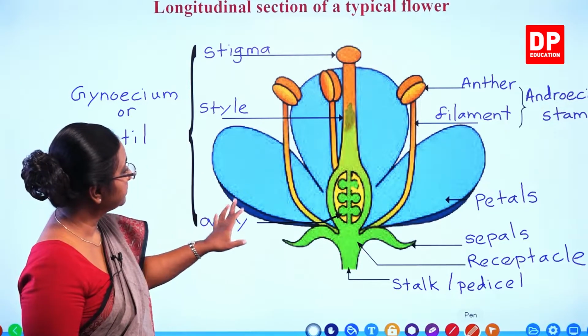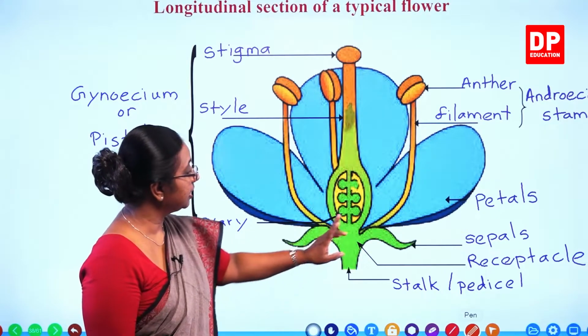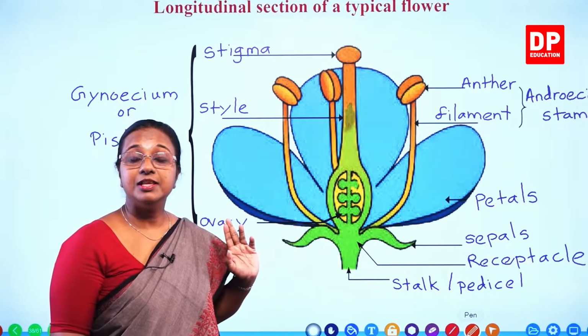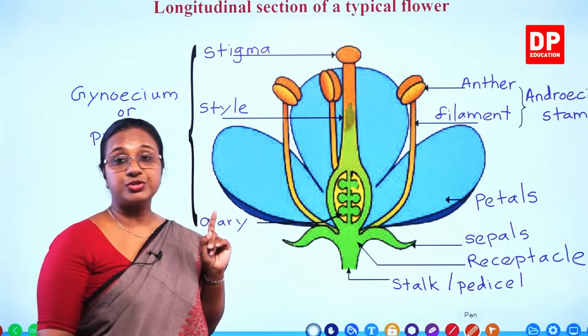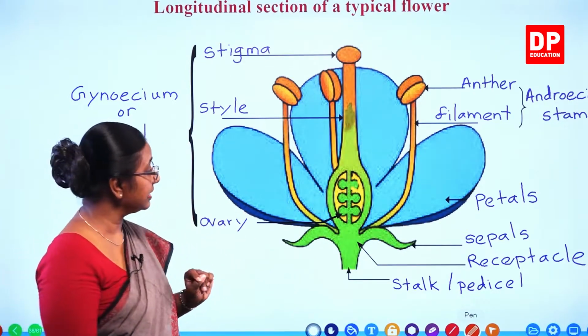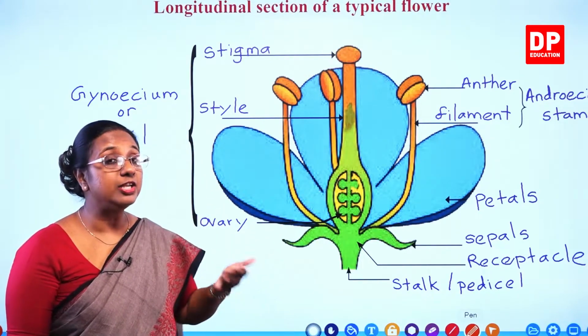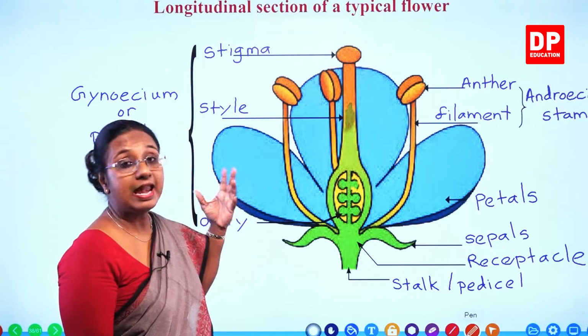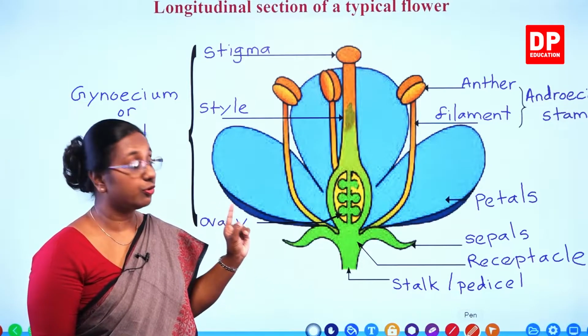So here you can see the stalk or the pedicel, then we have the receptacle. On the receptacle only everything is arranged in a whorl, and the green color structures, those are the sepals that form the calyx. And then we have the petals. Petals can be of any color, white or any other colors and different shapes. And the whorl of petals will be called the corolla.